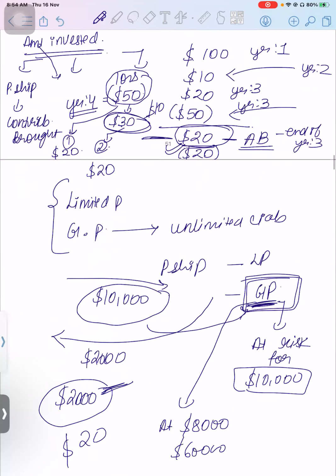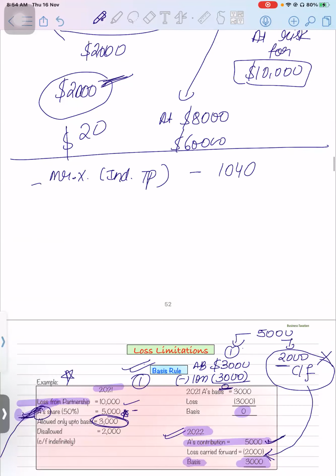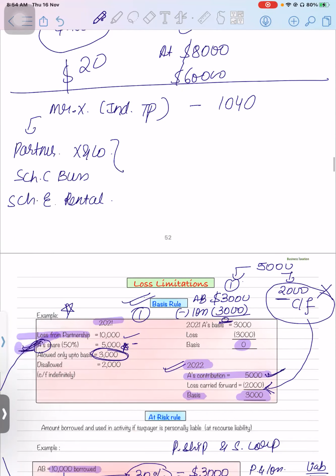Now, what is actually the logic? You have to understand that. Let's take an example. Mr. X is an individual taxpayer who is filing a 1040. He is also a partner in X and Company, a partnership firm. He is also having a Schedule C business. He is also having a Schedule E rental business. So all these three are having a loss.